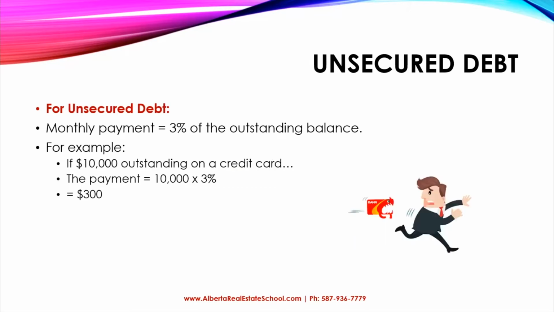In terms of unsecured debt, now the calculation is slightly different. For unsecured debt, the monthly payment will be 3% of the outstanding balance. So in this case, if it's $10,000 outstanding on a credit card, for example, the payment will be $10,000 times 3%, which gives us $300. So the payment on the unsecured debt is 3 times as much as the payment on secured debt. And this can make quite a difference in terms of our TDS calculations. So we have to be careful with this one.